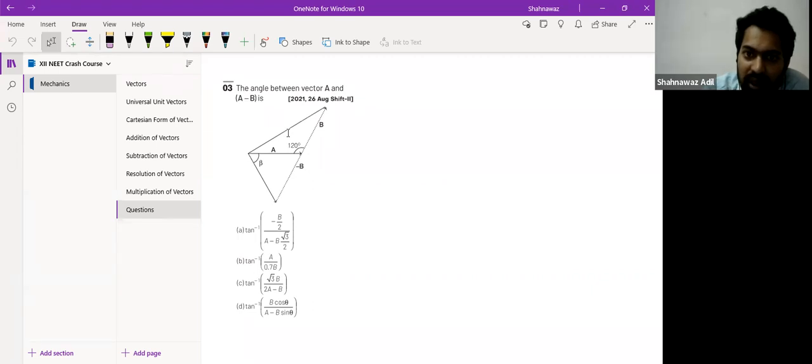Yes, sir. So what will be your approach in solving this question? First thing is that we will try to gather the information from this question. So what is the first information? And I'm telling you that this is a direct application based question. This is a direct question. And it came in the JEE in 2021. So this is a recent question.